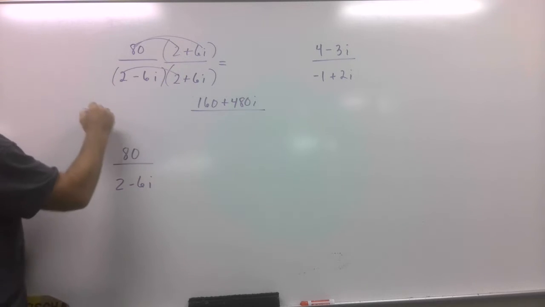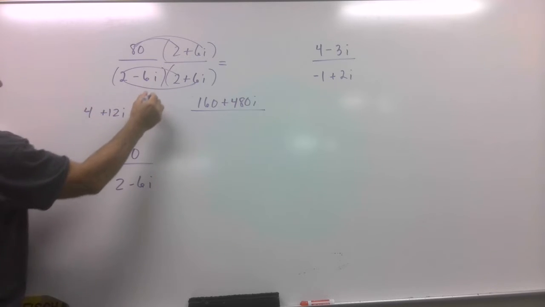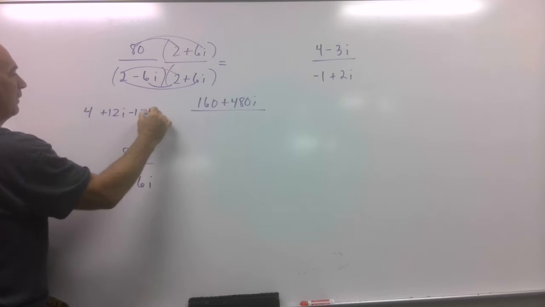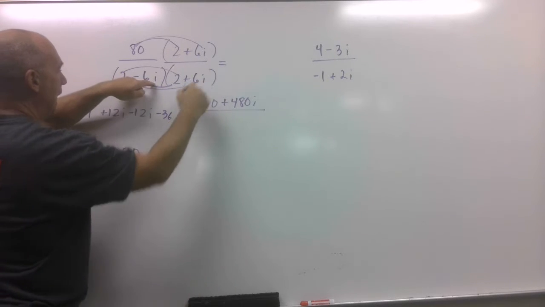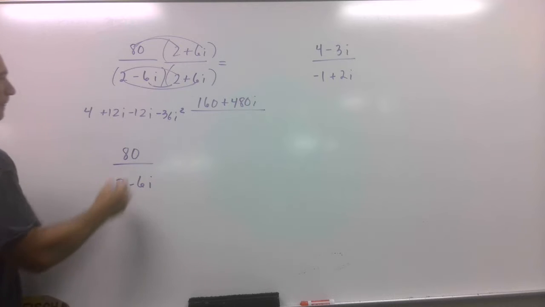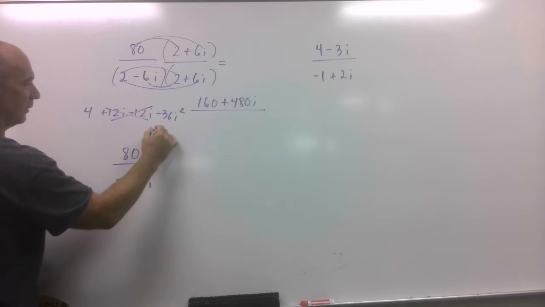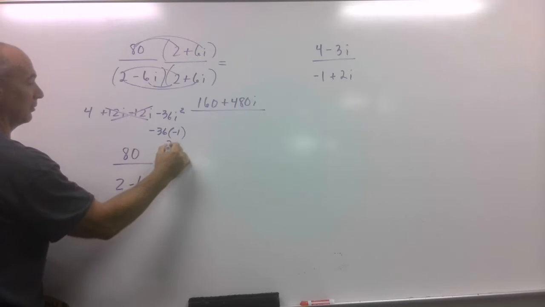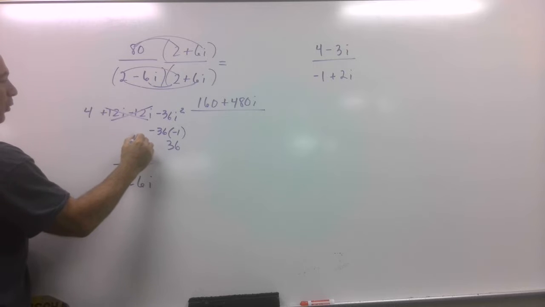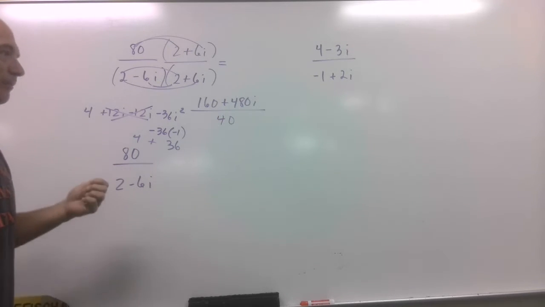2 times 2 is 4. 2 times 6i is 12i. This is negative 12i. And this would be negative 36i squared. These middle terms cancel. I squared is actually negative 1, so that's negative 36 times negative 1, so that's plus 36. So 4 plus 36 is 40. And you think, oh, I'm done.